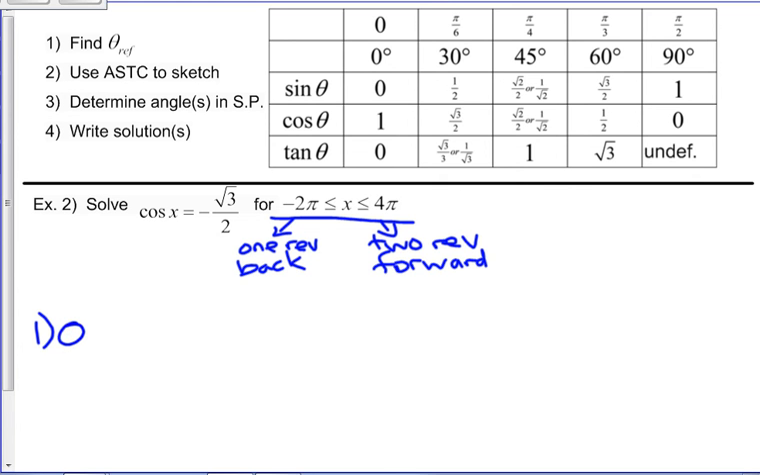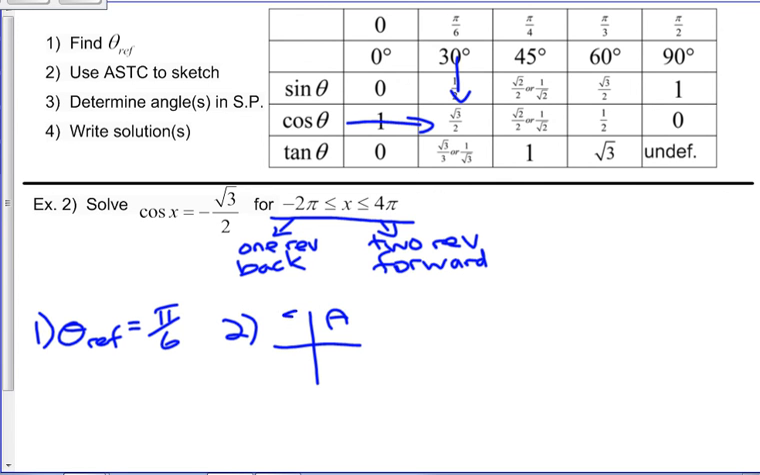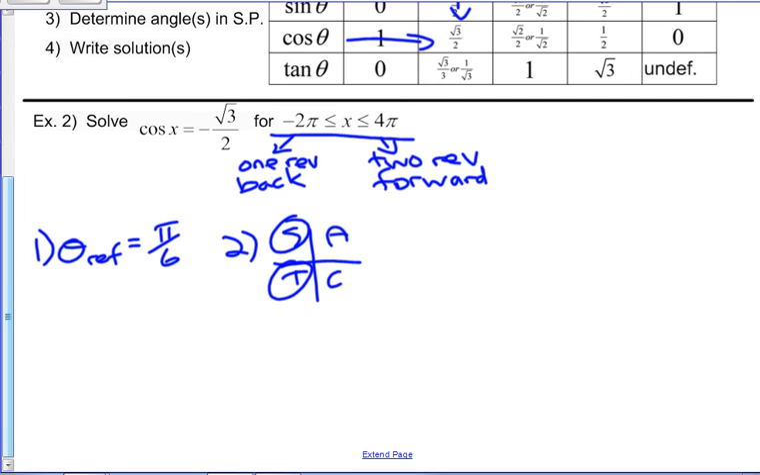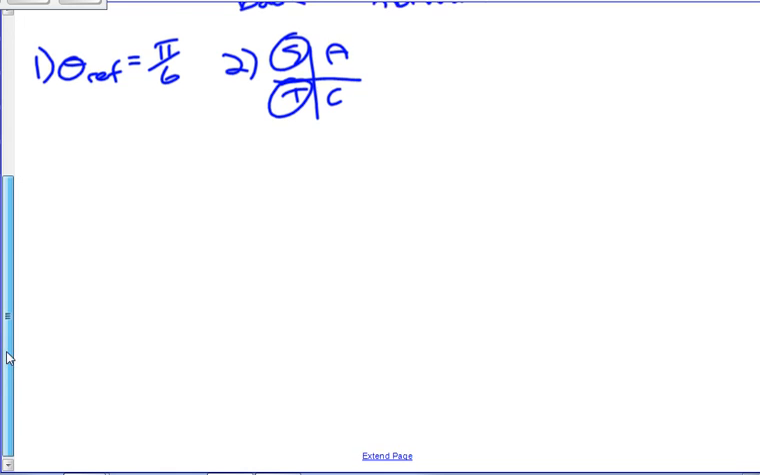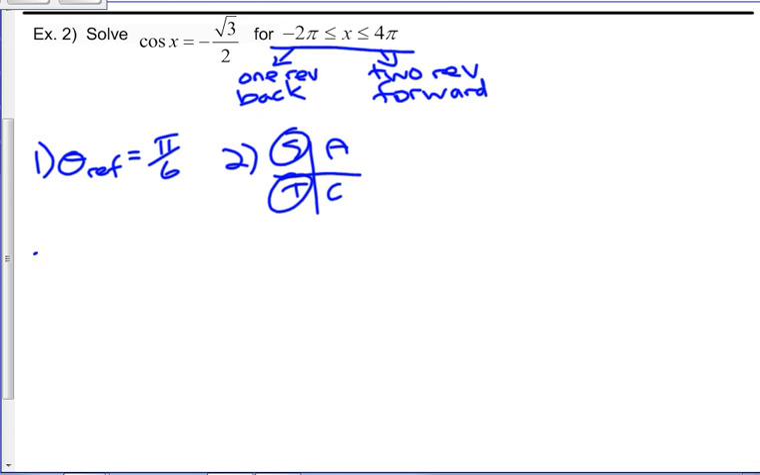Okay, so theta ref, cosine is root 3 over 2 at pi over 6. We're going to get the exact same answer, just in radians on this. Cosine's negative in quadrants 2 and 3. Let's go and sketch them. And the sketch is going to look the exact same, just with pi over 6.